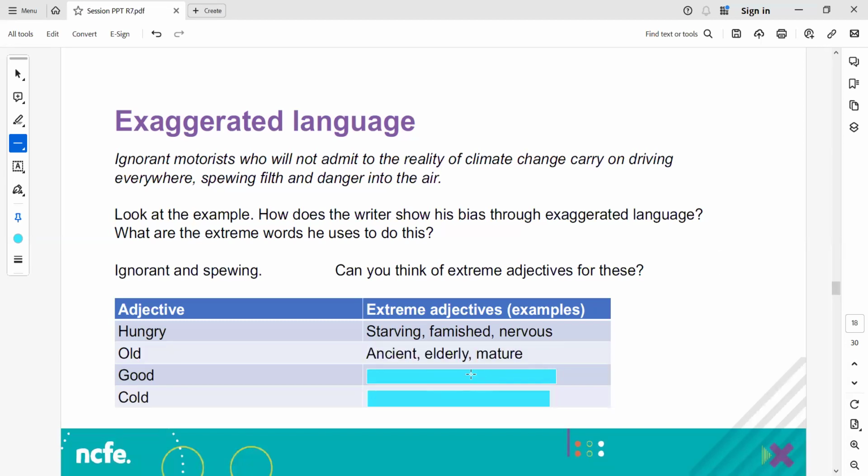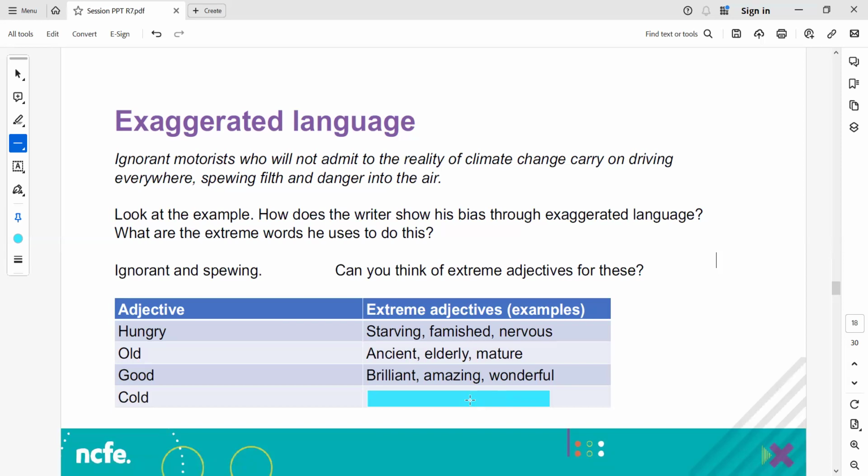So ancient, elderly, mature. Good. So if we think something is good: excellent, better, brilliant, amazing, wonderful, fabulous, marvelous. We've got some good examples there. There's lots of more extreme adjectives that you could use instead of good.